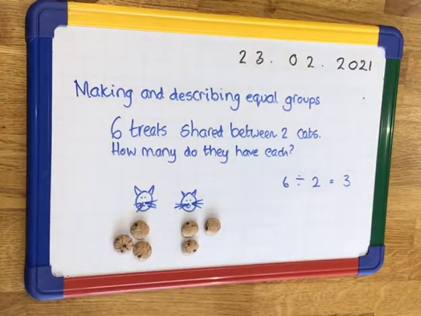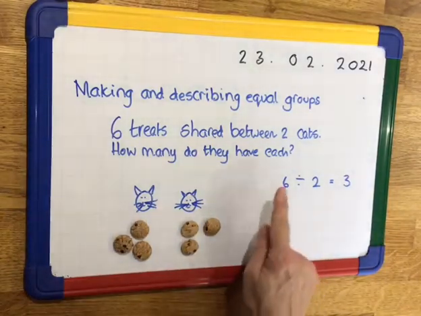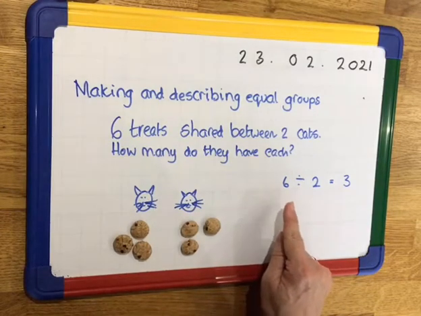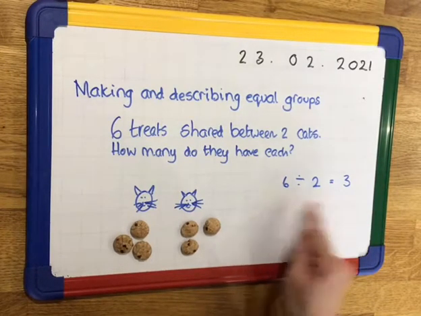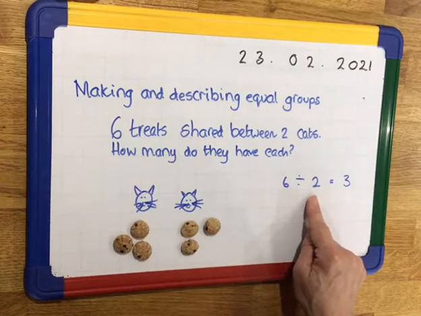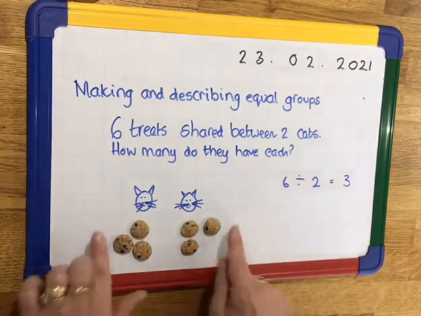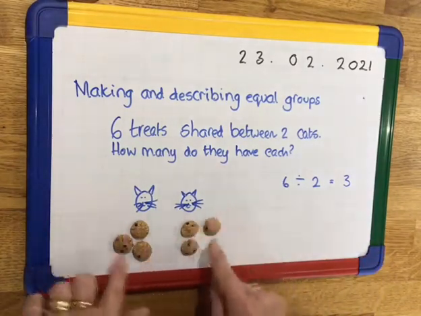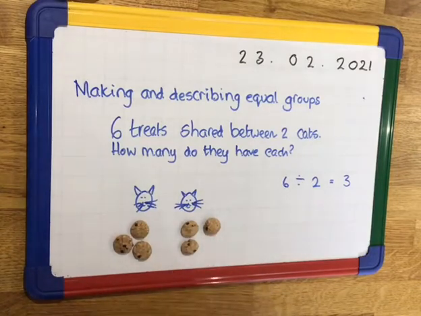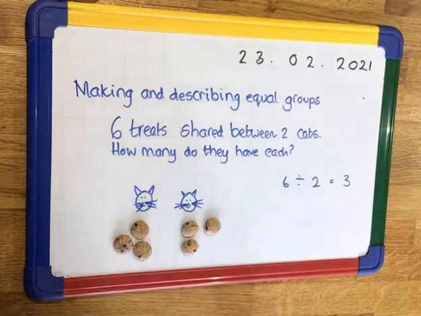So when I'm sharing, I know how many I've got in my whole. I know how many objects I'm sharing. I know how many groups I'm putting them into, and then I'm counting how many are in each group, or how many each person, or in this case, cat, gets. So that was our method from yesterday.